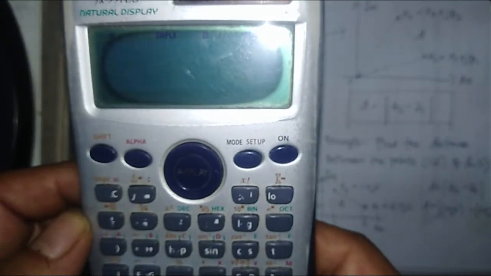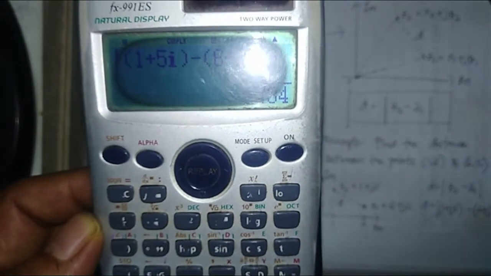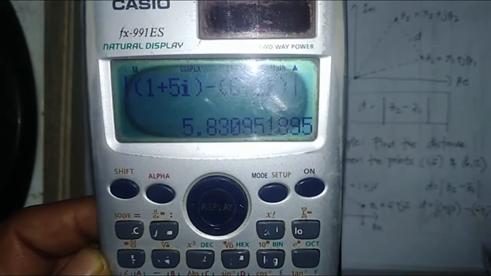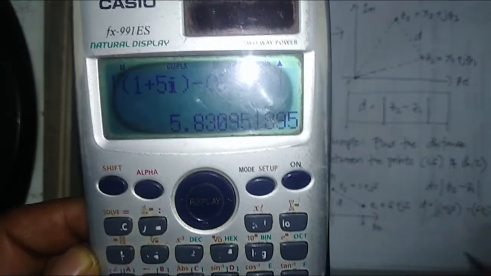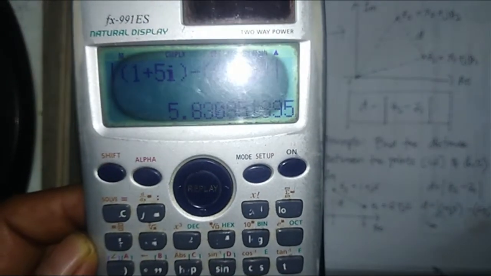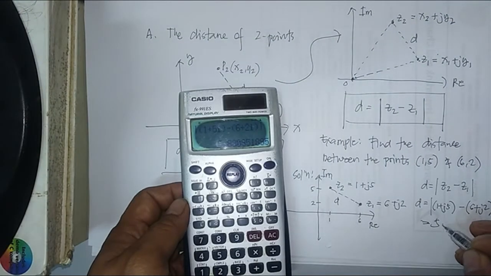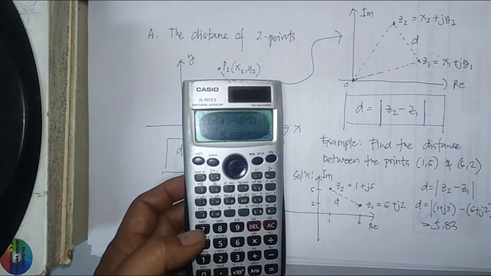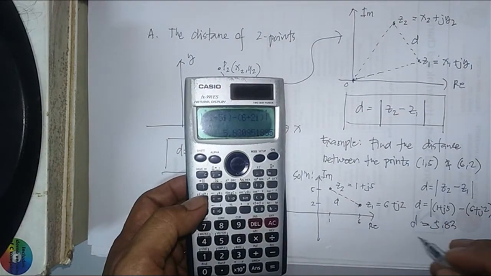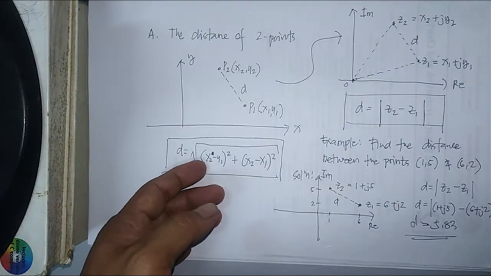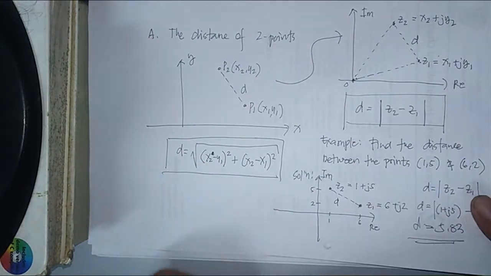So press the equal sign. The absolute value will give you the magnitude. That is the magnitude of the distance between 2 points. So the magnitude is 5.83. Take note of that. You can use this in your board examination. This is the shortcut on how to solve for the distance between 2 points.